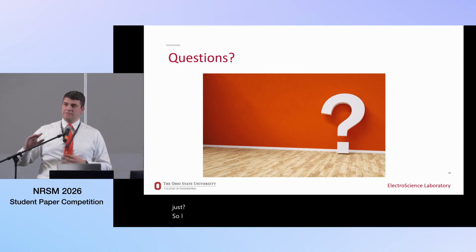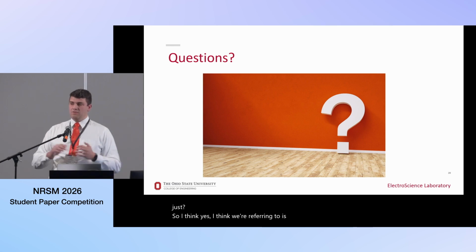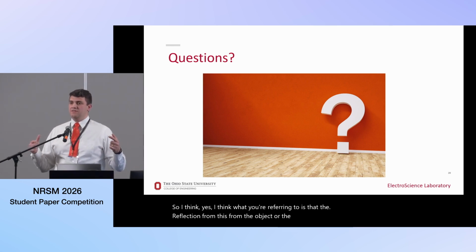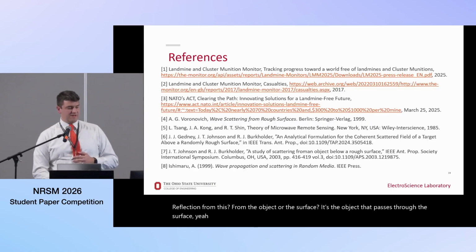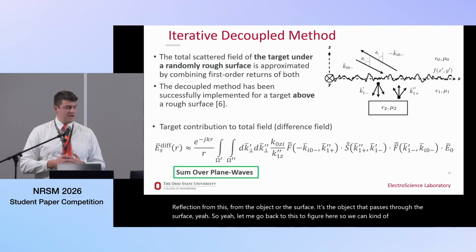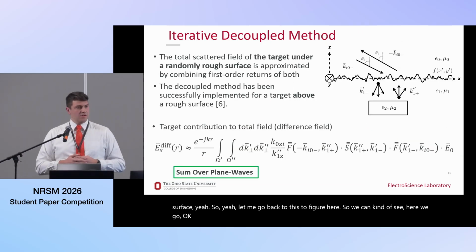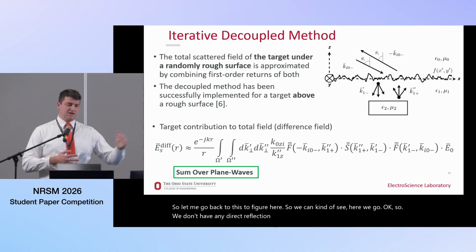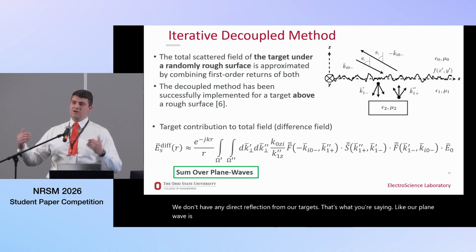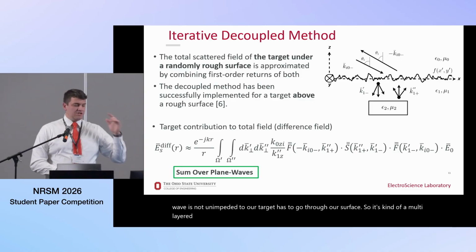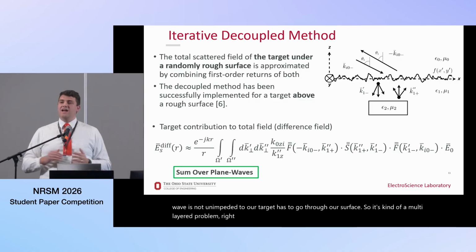Yeah, so I think what you're referring to is the reflection from the object, or from the surface itself? From the object that passes through the surface. Let me go back to a figure here so we can see. Here we go. So we don't have any direct reflection from our target. Our plane wave is not unimpeded to our target. It has to go through our surface, so it's a multi-layered problem. But you only consider one way. Okay, I see what you're saying.